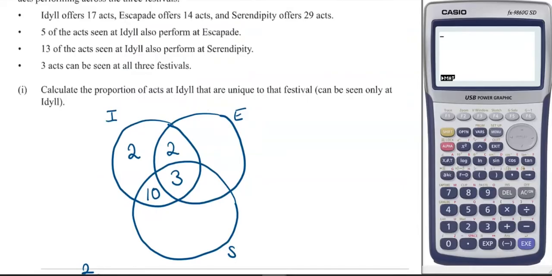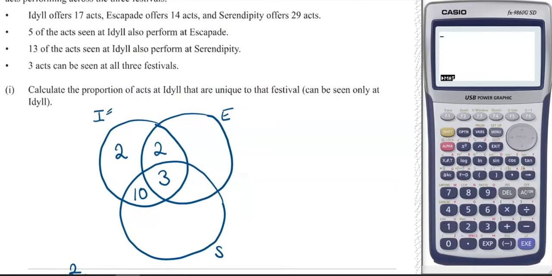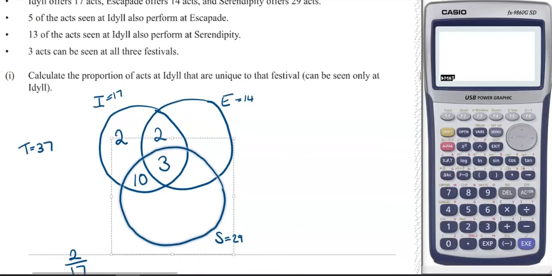So at Idyll we've got 17. Escapade is 14, and Serendipity is a total of 29. We've got a total of 37 altogether. We need to use that information to work out what's in these pieces here. Now, if we do the 37 minus the 17 that's in Idyll, that makes 20. That must be in this area here. So that's got to make 20.